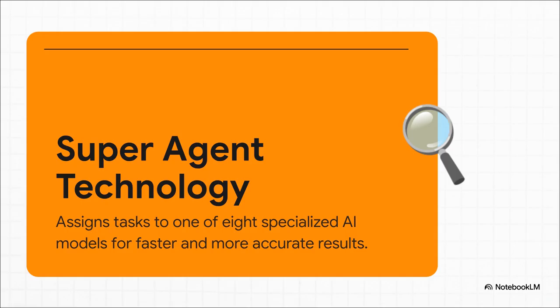The best way to think about it is like this. If you have a heart problem, you don't go to a general doctor, right? You go to a cardiologist, a specialist. That's what this is. It's a whole team of specialist AIs, and each one is an expert at a very specific job. The result? You get much faster, much more accurate answers.